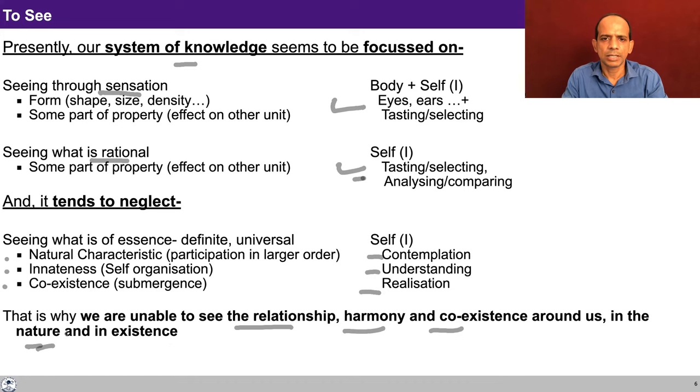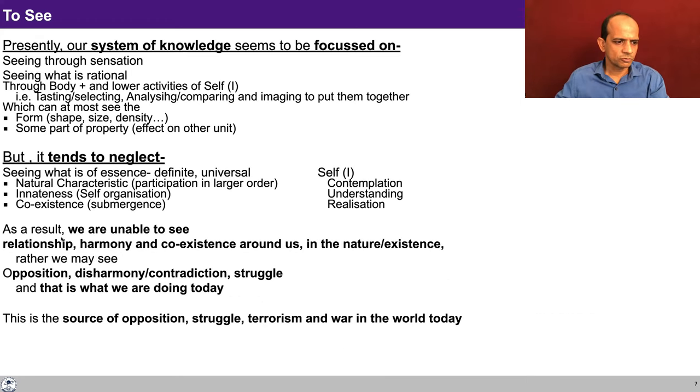You know, we can see the problems in society. We can see the problems with the conduct of a human being. And that is because we are not talking about the humanness. We're not talking about the innateness, the natural characteristic of a human being, isn't it? So we can see that as a result, we are unable to see relationship, harmony, and coexistence around us in the natural existence. And rather, what we try to see is opposition, disharmony, contradiction, struggle, and that is what we are doing today.